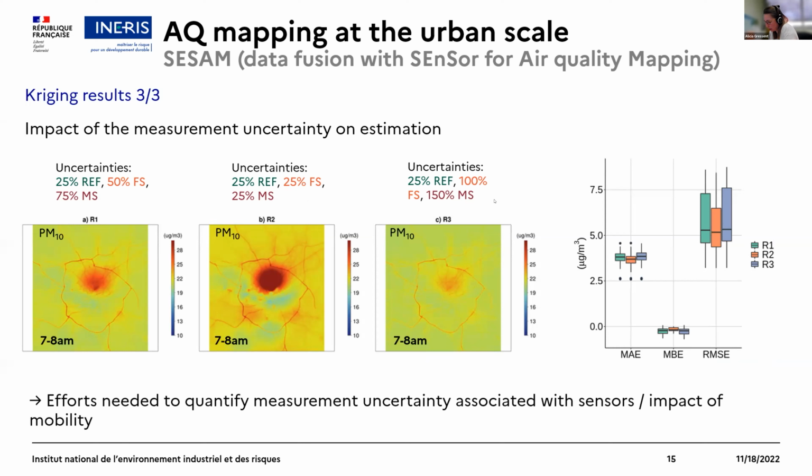We can see that the lower the measurement uncertainty, the greater the weight of the sensor data in the estimate, and the better the performance of the data fusion. So we actually need to quantify accurately the measurement uncertainty, as I mentioned before, associated with the sensors, and especially regarding the mobility. So we are now working strongly on trying to estimate the impact of the mobility and the meaning of the measurement with these mobility features.